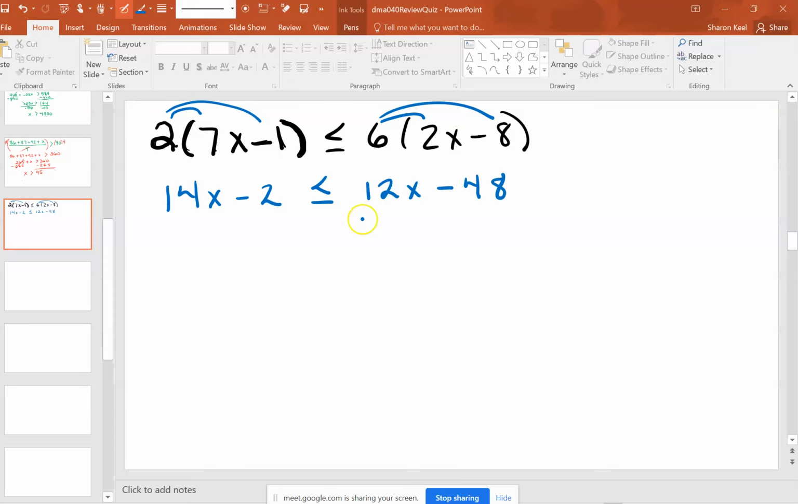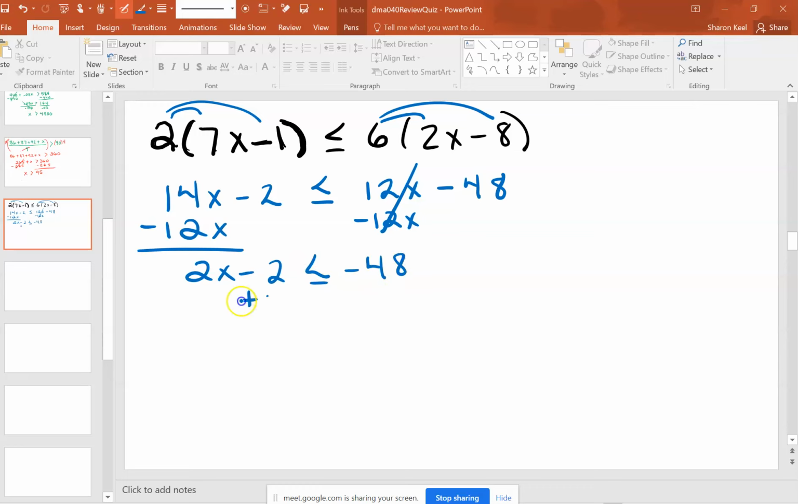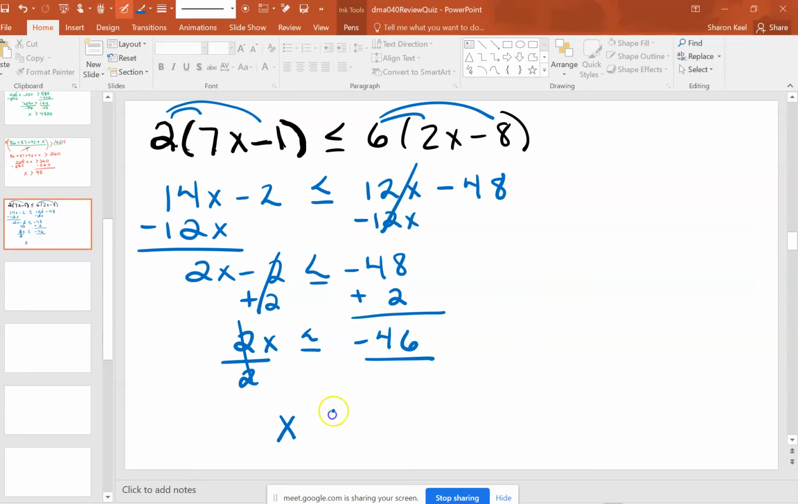As we continue, we want to move our x to the left. So let's subtract 12x from both sides. That leaves us with 2x minus 2 is less than or equal to negative 48. We're going to move our 2 over, so we do the opposite and add. So we have 2x is less than or equal to negative 46. Now what we're dividing by here is a positive 2. Since we're dividing by a positive 2, we do not change our sign. And half of 46 gives us negative 23.